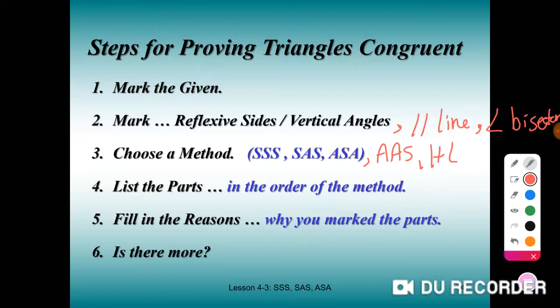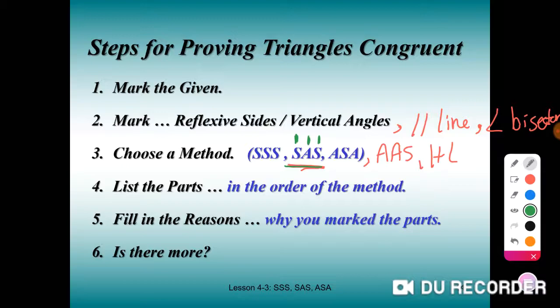List the parts means if, for example, you're gonna use side, angle, side, okay? So you need to list the parts. So you need to list one side is congruent to one side in the second triangle, and then list the congruent angles, and then list the other congruent sides. Okay, this is the meaning by list the parts. And by doing some practice, it will be very clear, I hope.